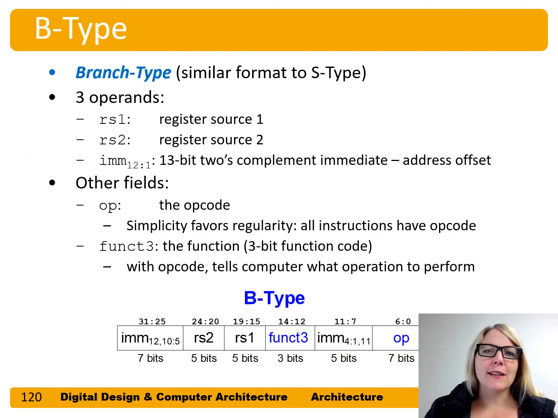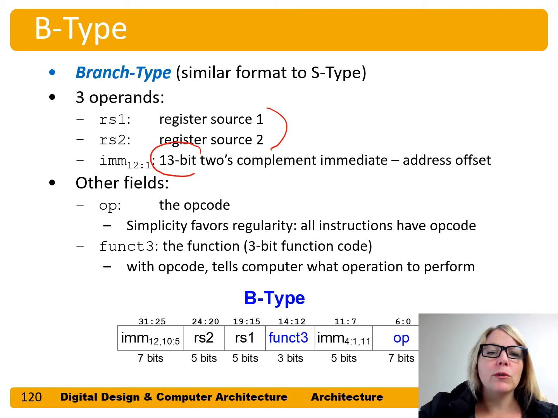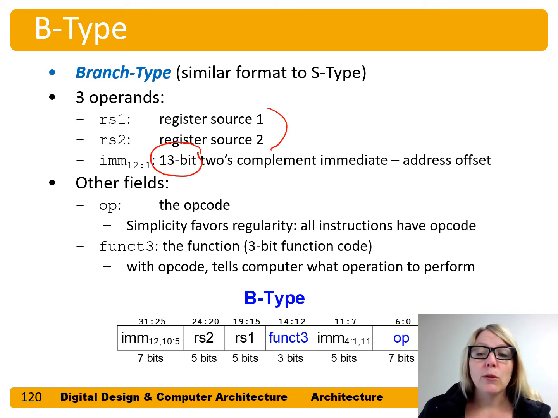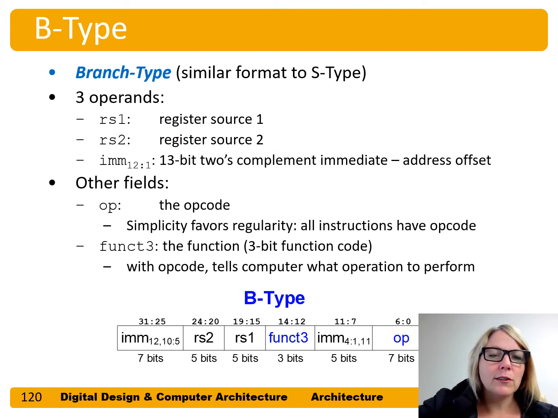The B-type instruction is similar to the S-type instruction. B stands for branch, and it's used for branches. It has 2 source operands, RS1 and RS2, and has an immediate that's encoded in 12 bits of the instruction, but this time we're encoding a 13-bit two's complement immediate. This is the address offset. Even though we're using only 12 bits of the instruction to encode it, we're actually encoding a 13-bit immediate, and we do this by not encoding bit 0 of the immediate. We'll talk about why we can do that.